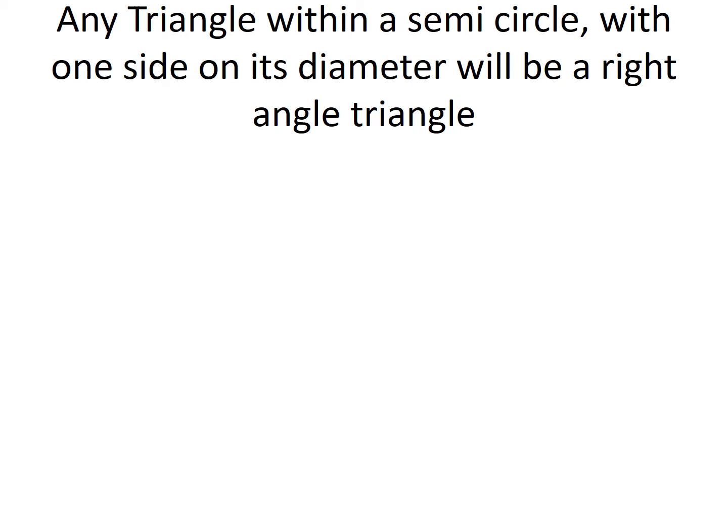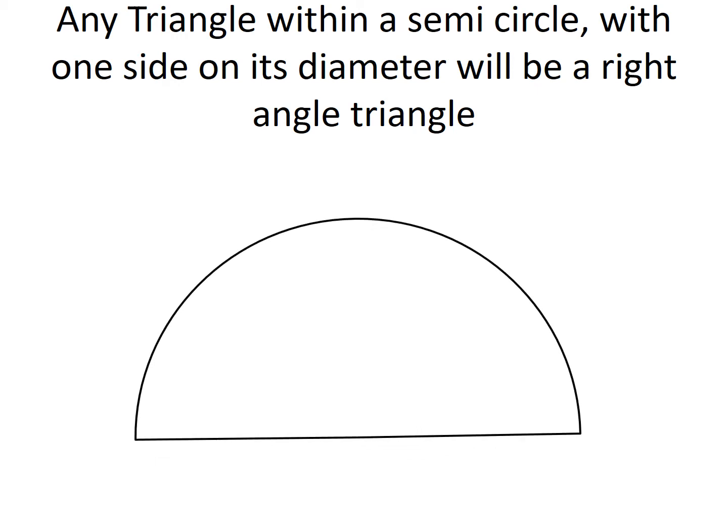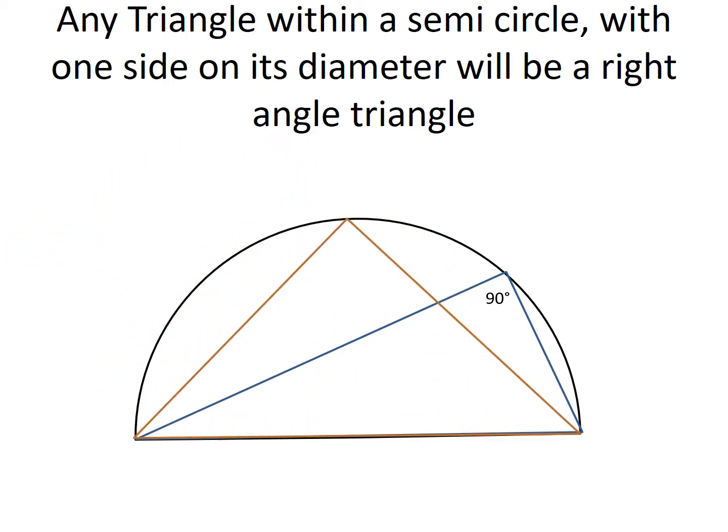Another important fact: any triangle within a semicircle with one side on its diameter will be a right angle triangle. If you have a semicircle and a triangle with one side on the diameter, the angle on the circumference will be 90 degrees. And this happens for any triangle within that semicircle.